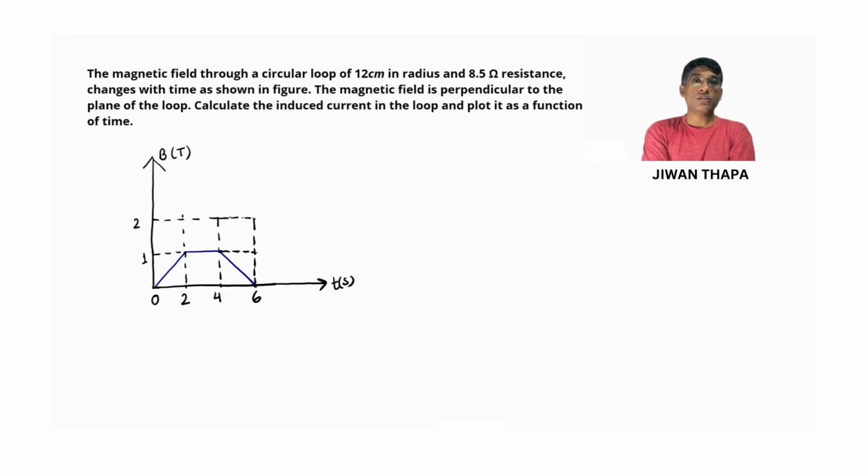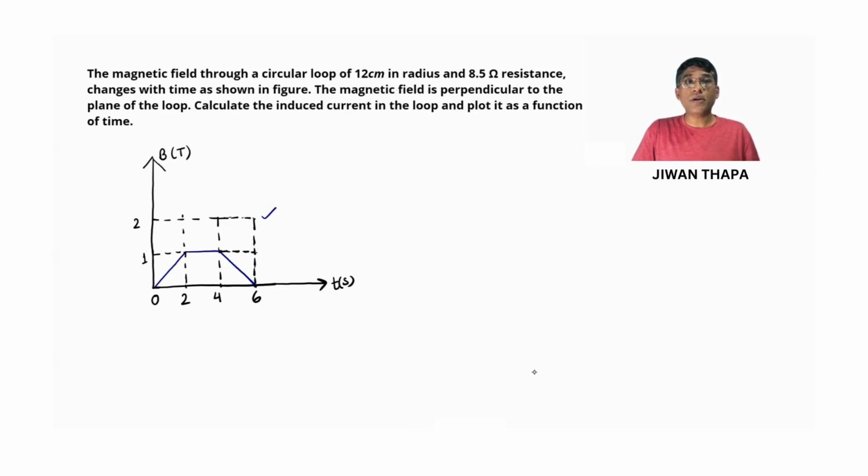The magnetic field through a circular loop of 12 centimeter radius and 8.5 ohm resistance changes with time as shown in the figure. So we have this figure, or graph, and in this figure time is taken along the horizontal axis and is measured in seconds. And we have magnetic field represented by the symbol B, measured in Tesla, and magnetic field is taken in the vertical upward direction. Let's come to this question.